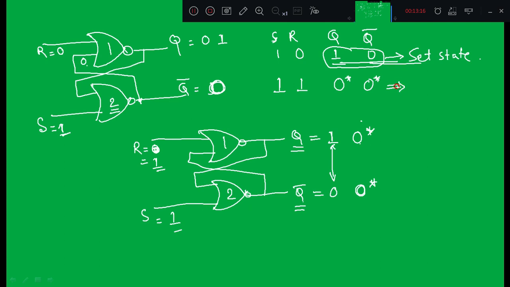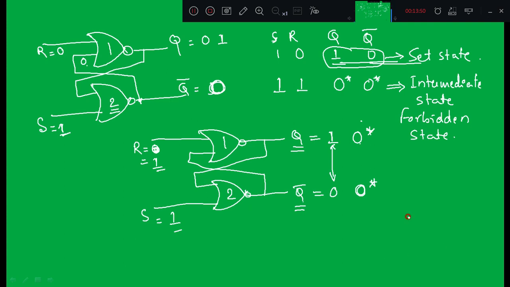Why am I putting a star mark? The star mark denotes that it is not a valid state. So this is called the intermediate state, or you can also call it the forbidden state. Even this state appears in the SR flip-flop as well. To avoid that, we will use a JK flip-flop. So I hope you understood the working of the SR latch.